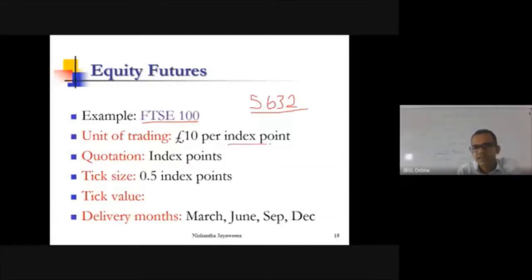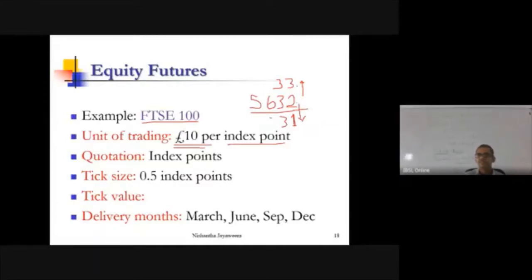What is an index point? If the index changes by 1 number, that is the index point. So 5,632 to 5,631, the index has gone down by 1 point. 5,633, the index has gone up by 1 point. So this is the index point. In the futures contract, they have assigned a value to this 1 point, that is 10 pounds per point.